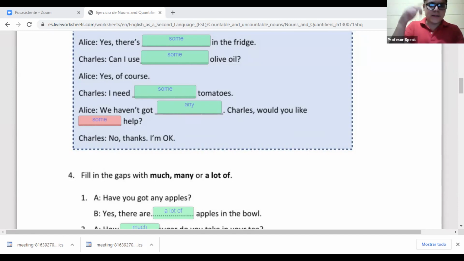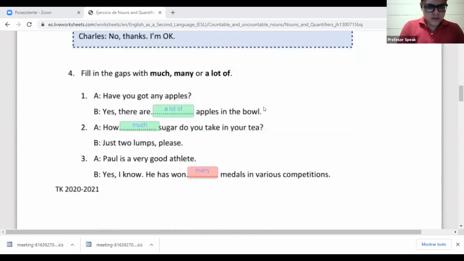Okay, can you scroll down, please? Continue. And what about this one? Yes, I know. He has a lot of medals in various competitions. A lot of.